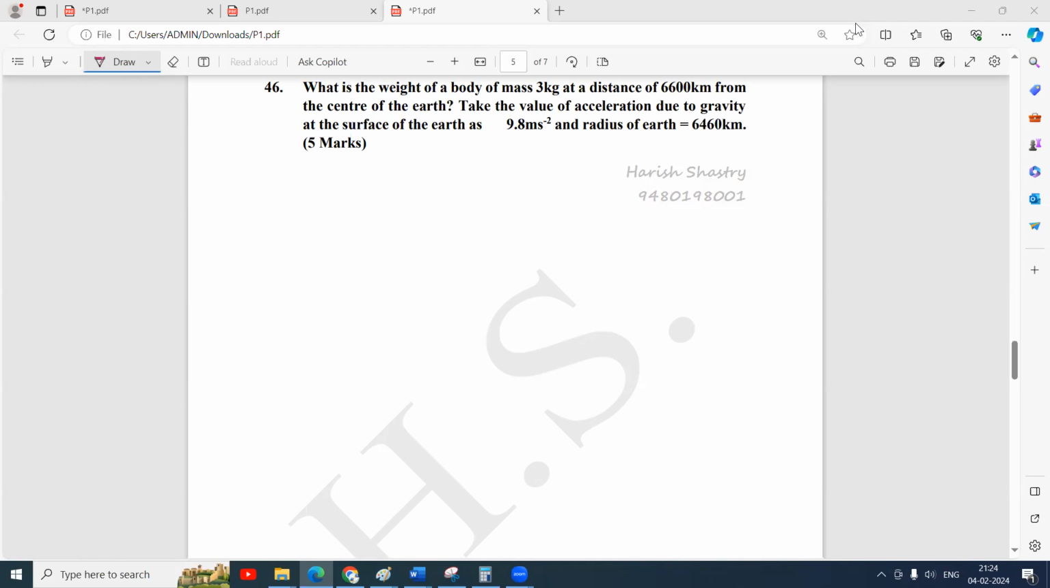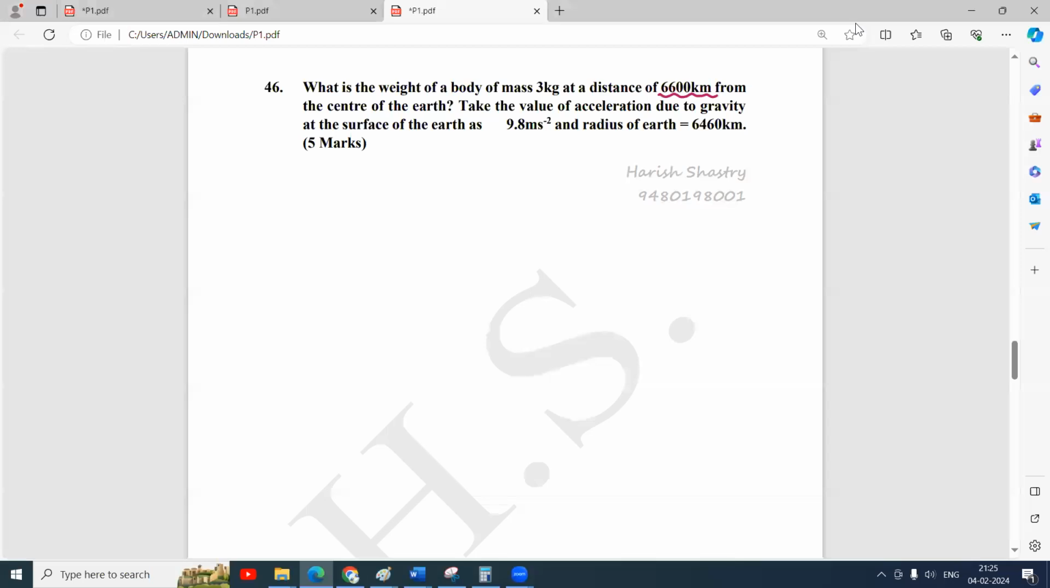Now, we have the variation of acceleration due to gravity with the height, because this 6,600 kilometers is from the center of the Earth. And actually, the center of the Earth to the surface distance is 6,460 kilometers. That has to be taken very carefully. So 6,600 kilometers will be out of the Earth's surface.